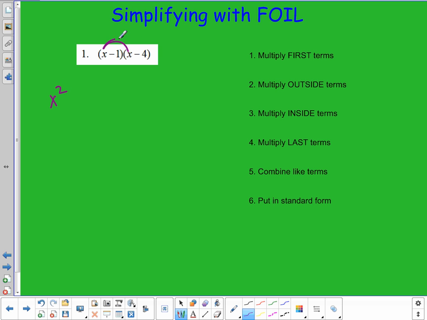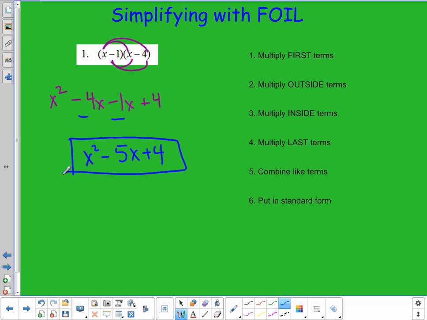Then outside, x times negative 4 is negative 4x. Inside, negative 1 times x is negative 1x. And last, negative 1 times negative 4 is positive 4. So I have negative 4x and negative x to put together. That's x squared minus 5x, as negative 4 and negative 1 is negative 5, plus 4 on the end. And that is my product, my simplified form.